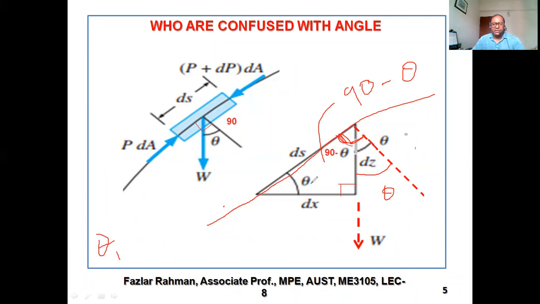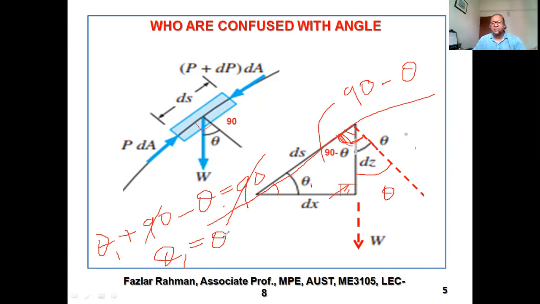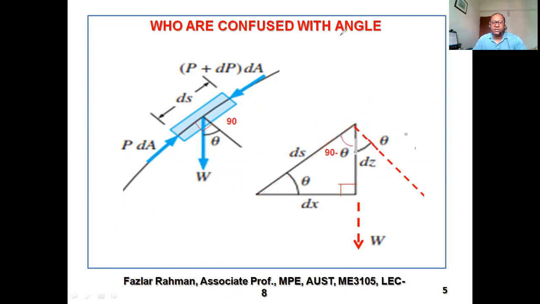So this theta 1 plus this angle and this angle, the summation will be how much? Obviously 90, because this angle is 90, so the other two angles have to sum to 90. So this one is theta 1, this one is 90 minus theta, equal to 90. So 90 will cancel out. That means theta 1 equals theta. Just a simple thing. So this angle is theta, and you need to remember this one.